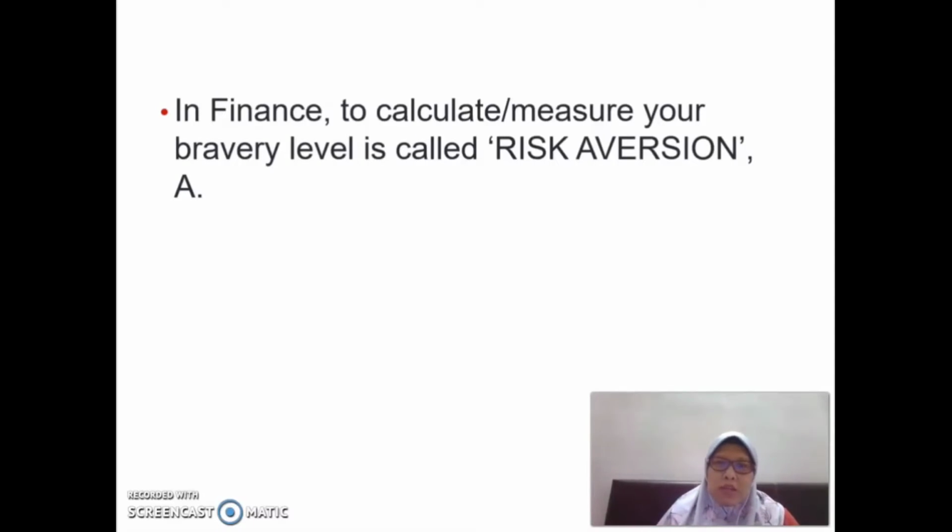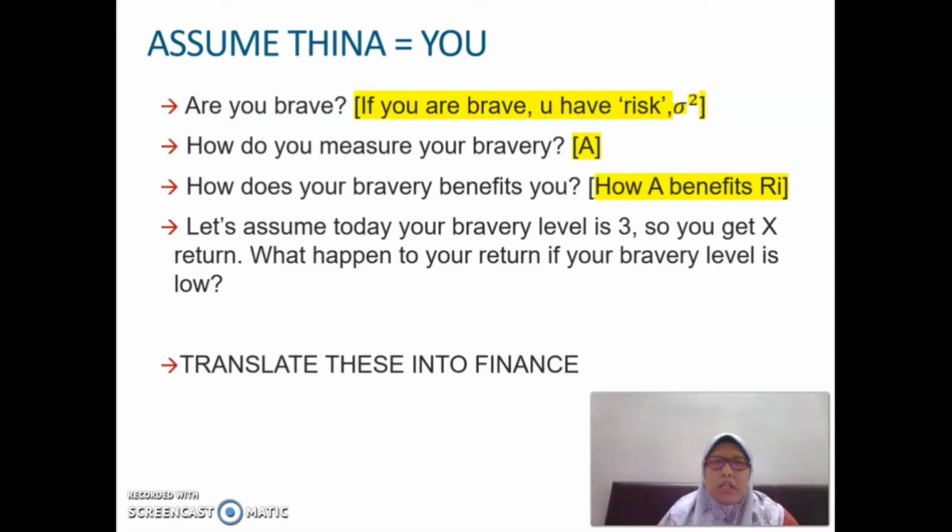So let's go back to the assumption just now. When you ask yourself, are you brave? If you are brave, it means that you have risk. In finance, it is translated into risk, variance. Okay, how do you measure your bravery? In finance, it is translated as A. How does your bravery benefit you? Basically here, you want to know how A benefits your return on stock.